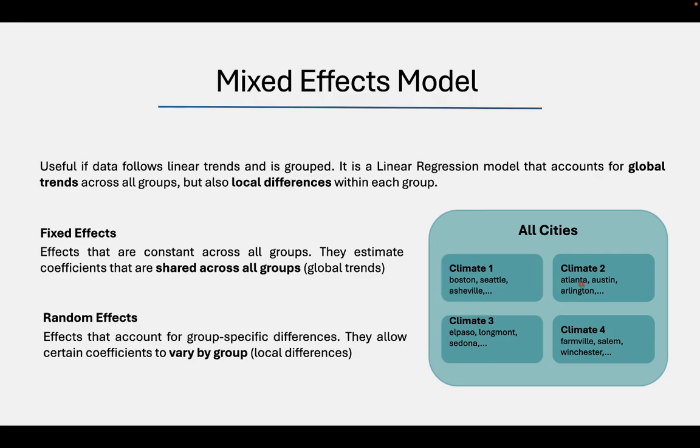The goal is to capture both global trend across all cities and local differences within each group. A mixed effects model does this by using fixed effects, which estimate coefficients that are shared across all groups, and random effects, which allow certain coefficients to vary by group. This structure allows the model to generalize better and adapt to differences between cities.